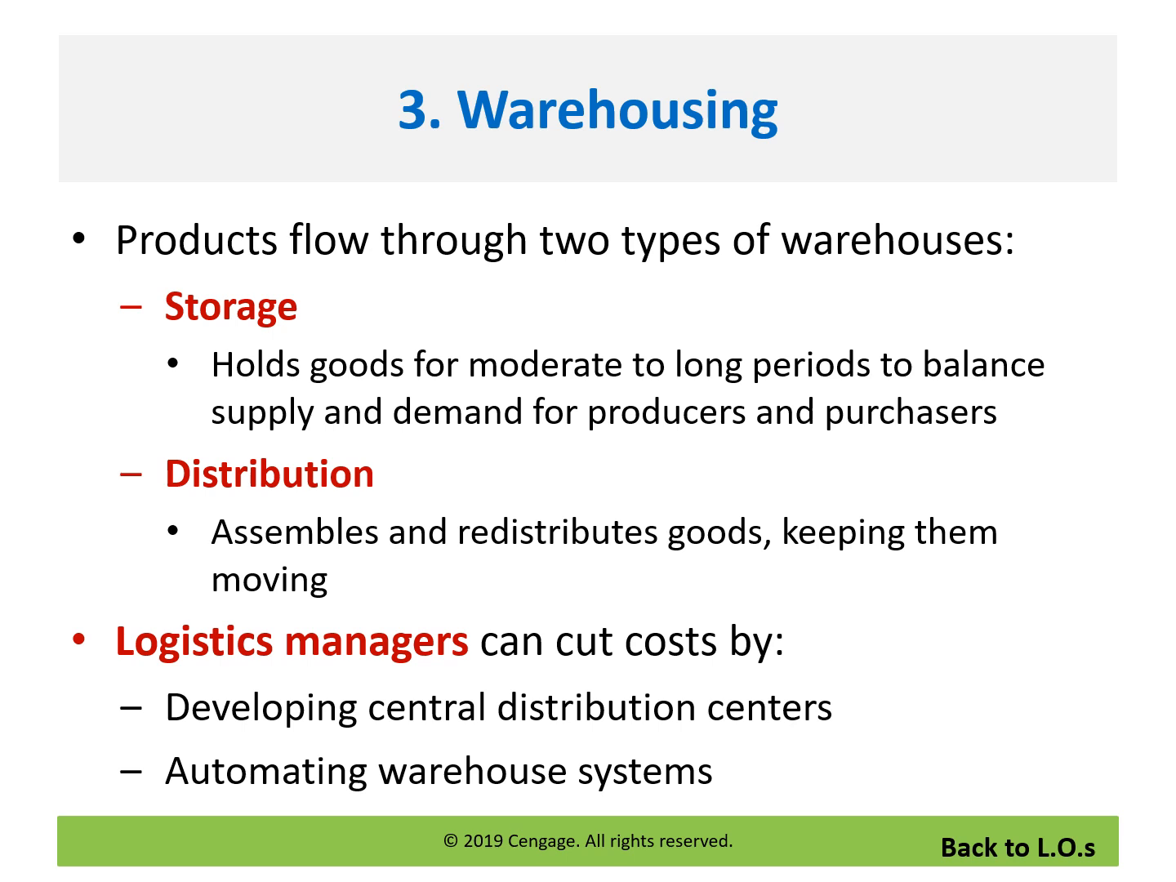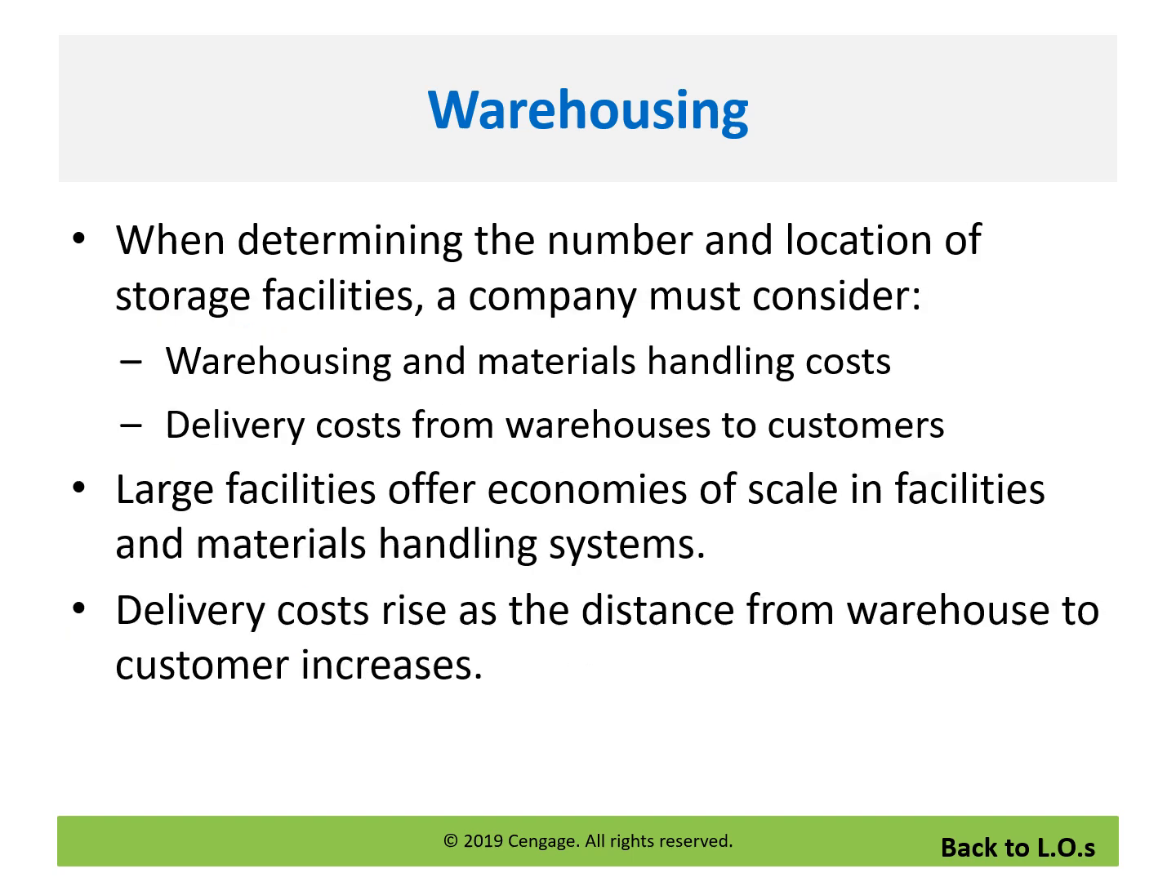Warehousing. Products flow through two types of warehouses. First, we have storage, which holds goods for moderate to long periods to balance supply and demand for producers and purchasers. Then we have distribution, which assembles and redistributes goods, keeping them moving. Logistics managers can cut costs by developing central distribution centers and automating warehouse systems.